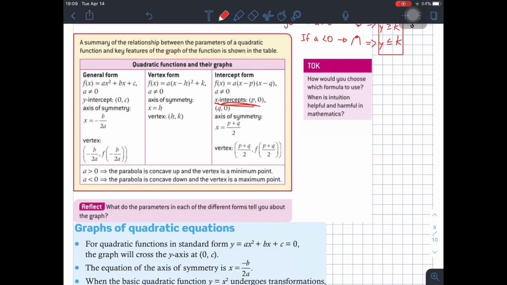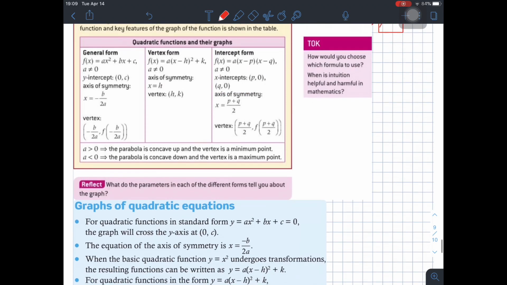P, 0 and Q, 0. So when do we pick what type of function? It all depends on what we want to find. If we want to find the y-intercept, this one's better. It's easier. If we want to find the vertex, this one is better. And if we want to find the x-intercept, this one is better than the other two.